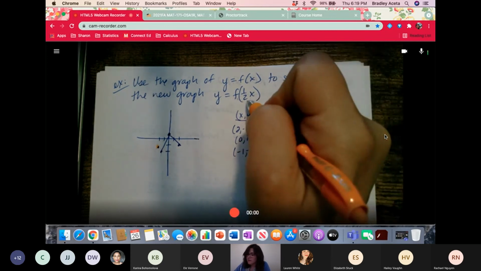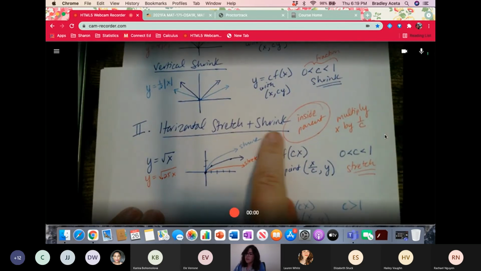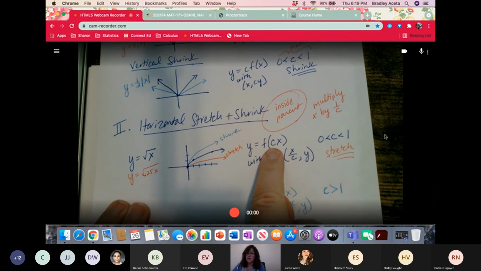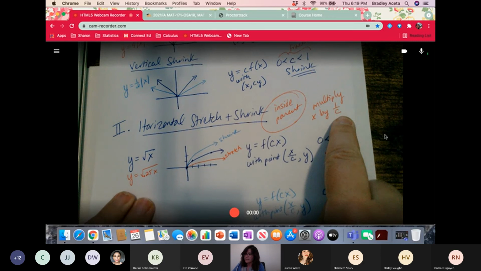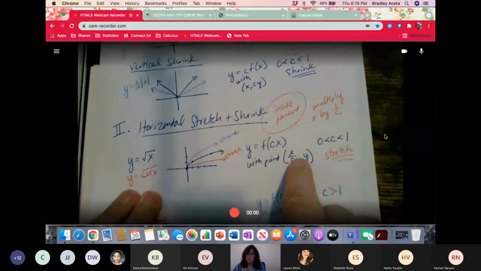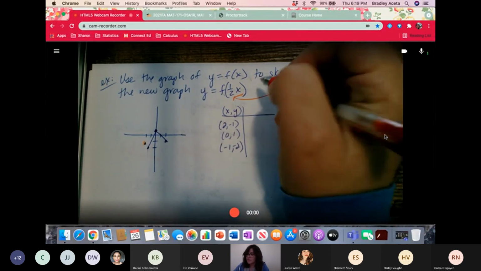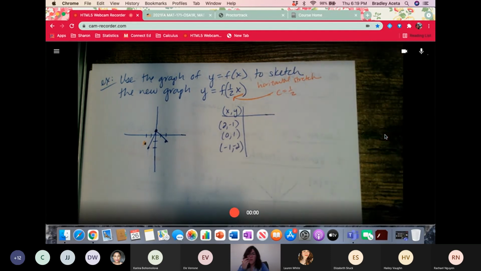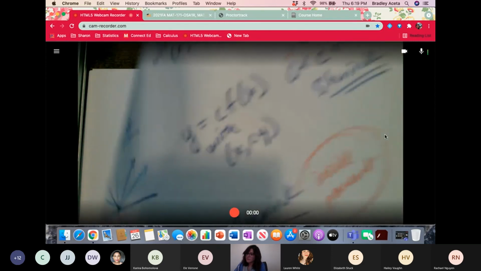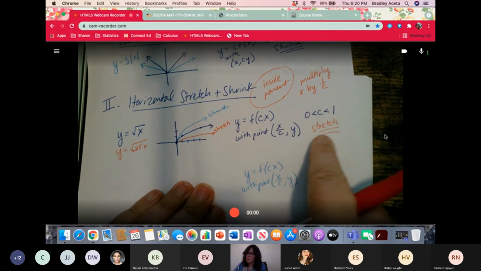Remember, if it's inside the parent, right inside there, it's going to be a horizontal stretch or shrink. It's inside the parent, so what do you do? You multiply by 1/c, or you divide by c. Okay. So what is my c value? Well, that's my c value. My c is 1/2. This is going to be a horizontal stretch, because that c is 1/2. So it's between 0 and 1, which would make it a stretch.